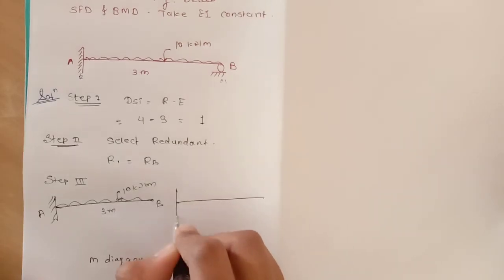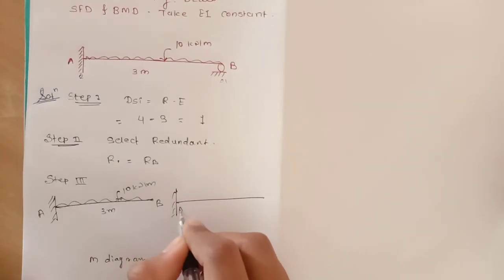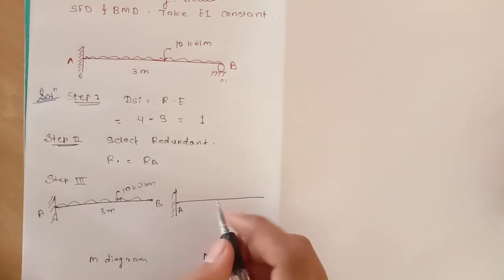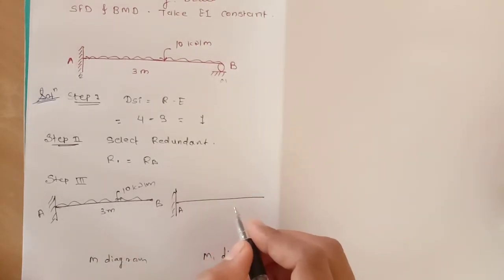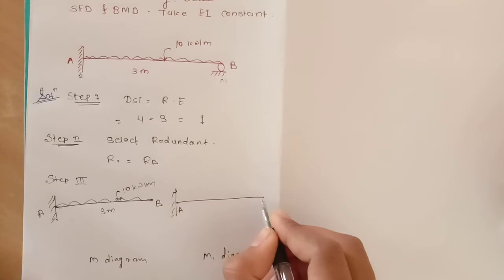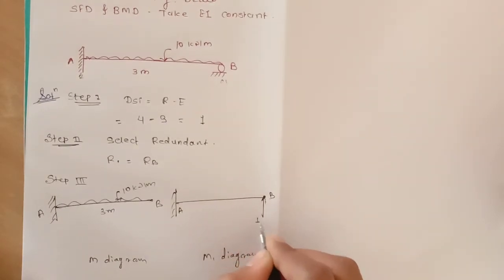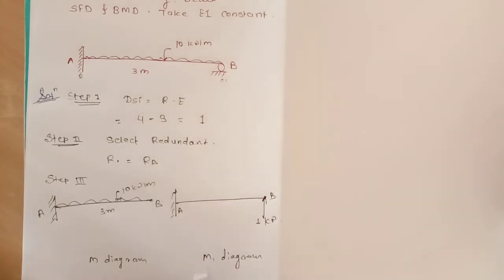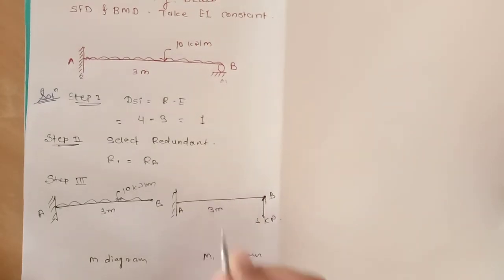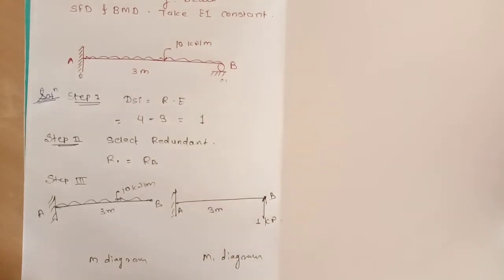Then for the M1 diagram, remove the redundant force to get the released structure, and also apply a unit force at the redundant. That means at point B apply a unit force, that is 1 kN. Total span is 3 meters. So this is our M1 diagram.